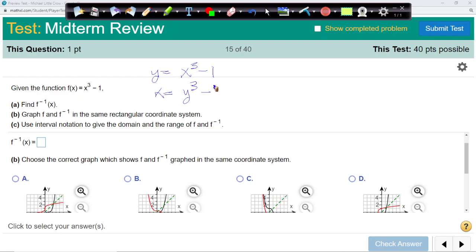x equals y cubed minus 1. Now to get it as f inverse, we need to solve for y. Okay, so we will take this and add 1 to both sides. Doing algebra. So we get x plus 1 equals y cubed. And the way we undo a cube is we use a cube root.